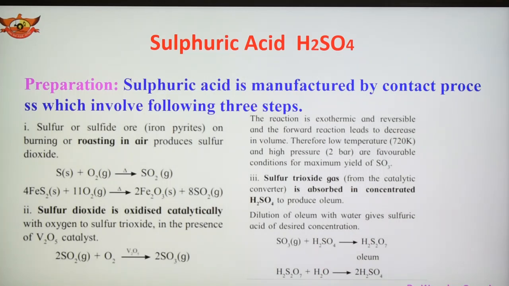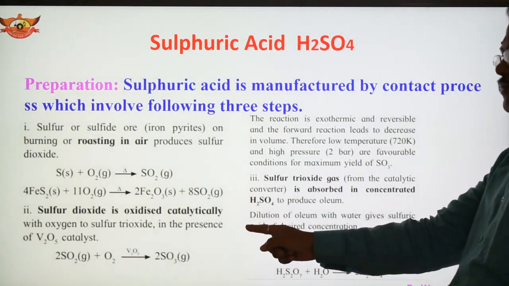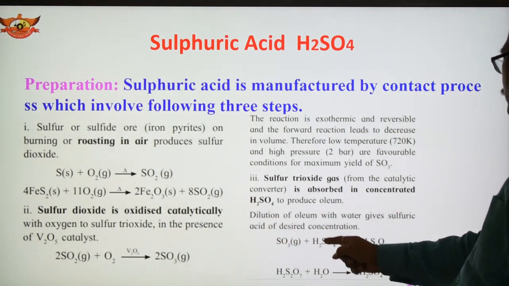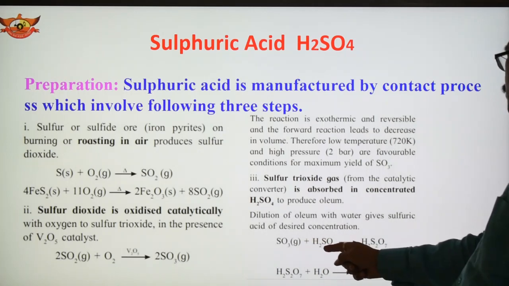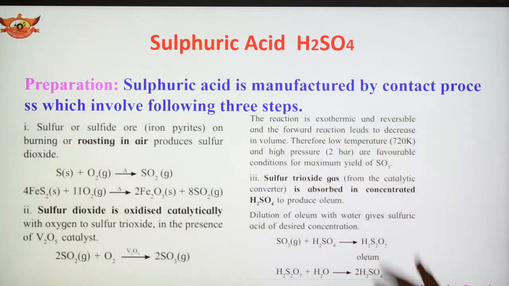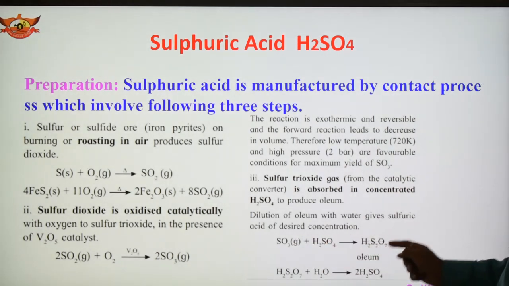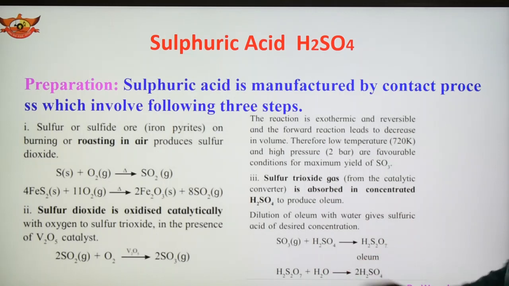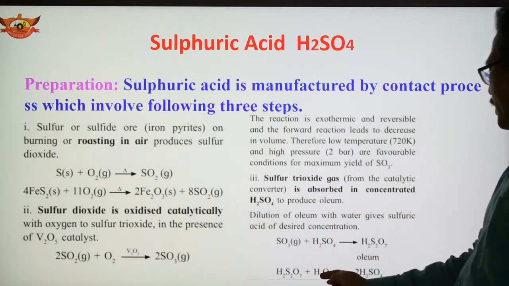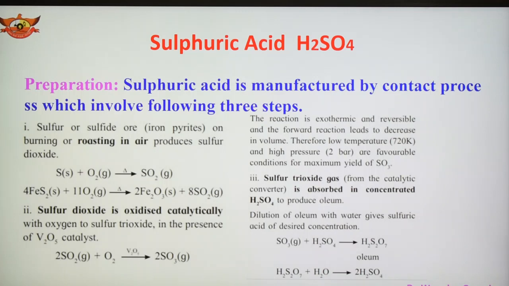So the reaction is shown here. The SO3 obtained in the second step reacts, that is, it combines with the H2SO4. This flow chart diagram shows it, and the SO3 gets absorbed in H2SO4 and we get this type of compound, H2S2O7, which is known as oleum. When oleum is diluted we obtain sulfuric acid. So oleum plus water gives H2SO4, sulfuric acid.